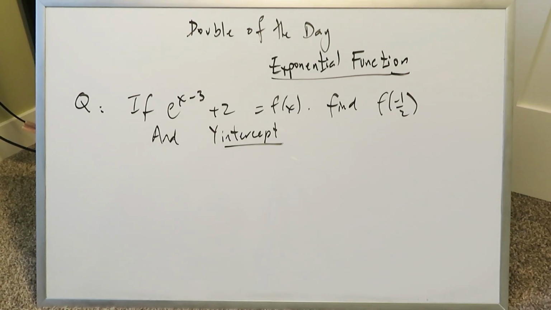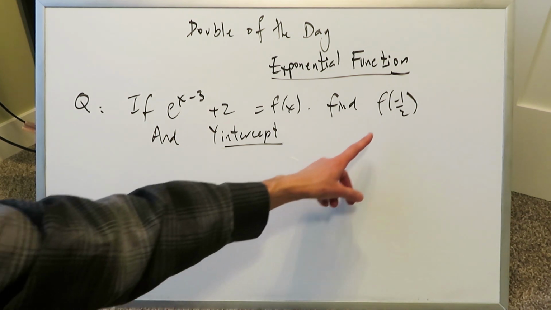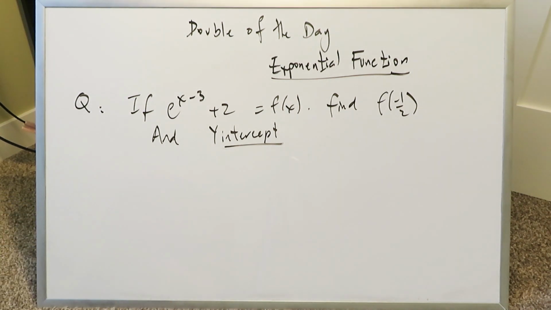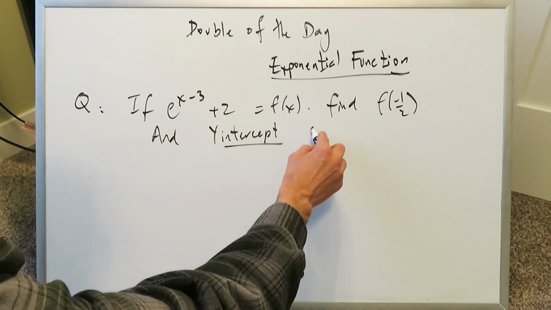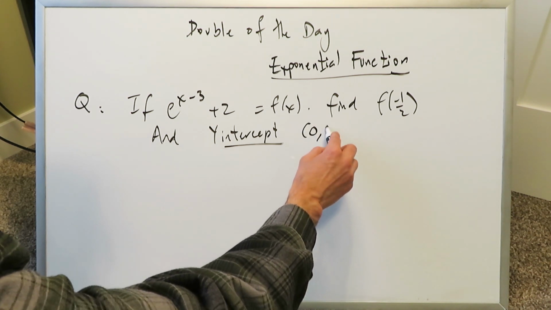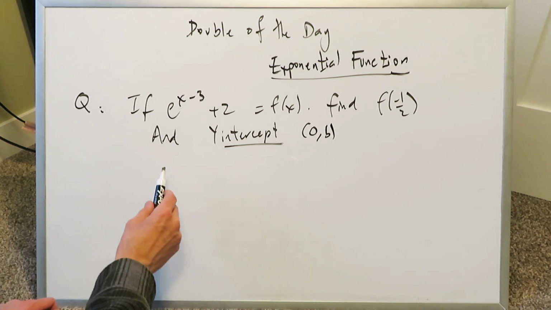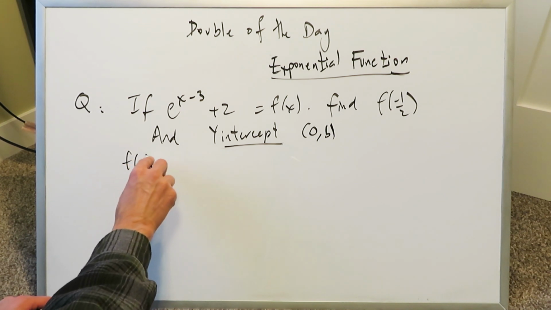Let this be our first question. We have a function e to the power of x minus 3 plus 2. We have to find f of minus 1 over 2, as you see, and we have to find the y-intercept. We will do the y-intercept first because that's easy. Remember, at the y-intercept, the x value is always 0, and you have some sort of y value which comes about, and you can determine this by simply doing this.